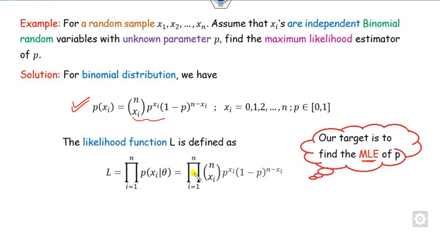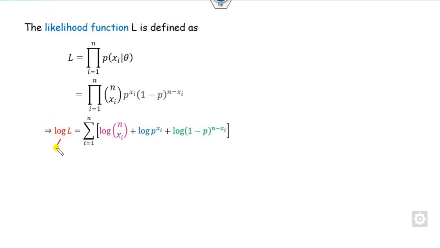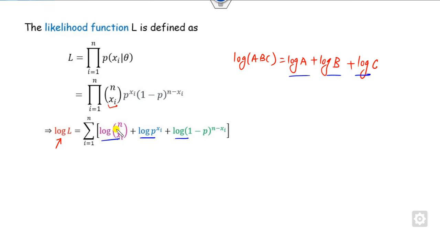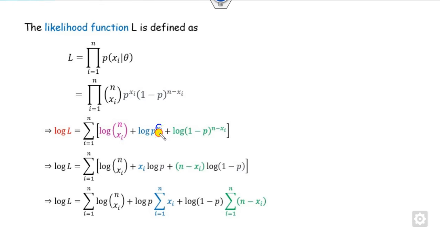Since again it is very difficult to take the derivative with respect to p of L because it's in product form, we can simplify it by using the logarithm. So we can take the log of ABC. What is the log of ABC? This is nothing but log of A plus log of B plus log of C. So we can write it like this. Now we can open this summation part, because this part we can take outside, because what is the log of A raised to power B? This is nothing but B log of A and so on.